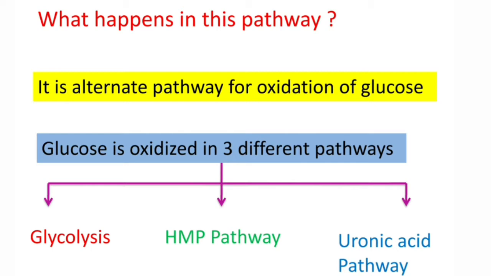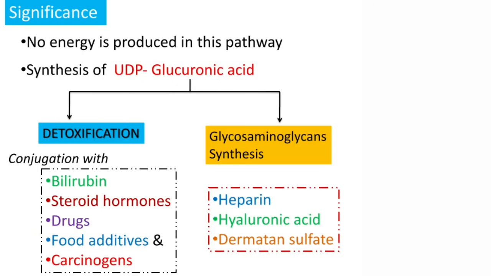When glucose is oxidized in glycolysis, it produces energy. When glucose is oxidized in the HMP pathway, it produces NADPH and pentoses. So they have their significance. In the same way, when glucose is oxidized in the uronic acid pathway, it produces uronic acid or glucuronic acid. So that's why it is named the glucuronic or uronic acid pathway.